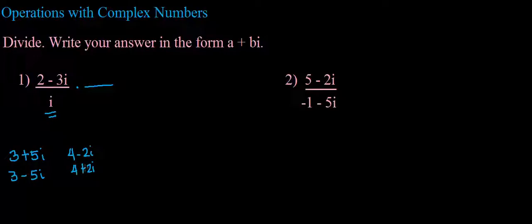Notice that when we do conjugates, we keep the same exact real part, and what changes is the sign of the imaginary part. Here, notice we kept the real part exactly the same as the original, but what changed was the sign in front of the imaginary part.